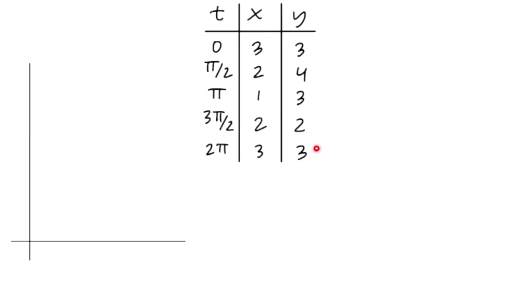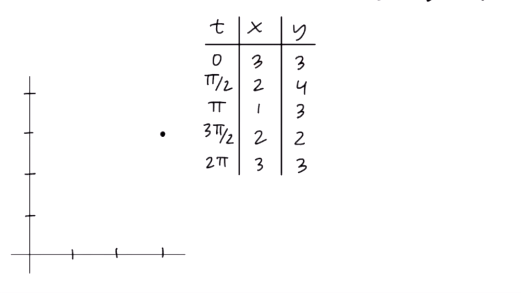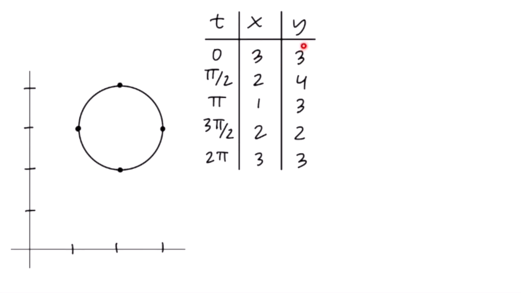Okay, so let's go ahead and plot these points. So first we have 3, 3, then we have 2, 4, and then 1, 3, and then 2, 2, and then back to 3, 3. And the first point was right here at 3, 3, then it went up to 2, 4, then 1, 3, then 2, 2, and then back to 3, 3. So there's the arrows that indicate the direction.